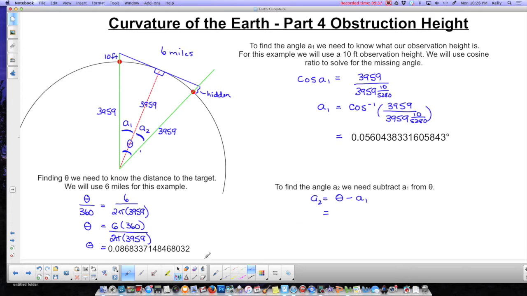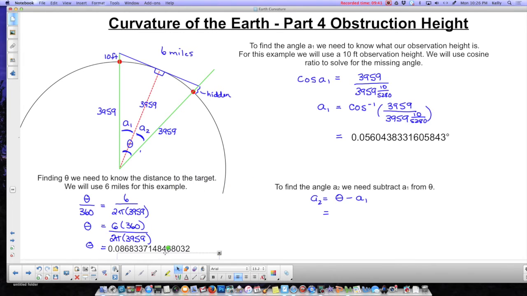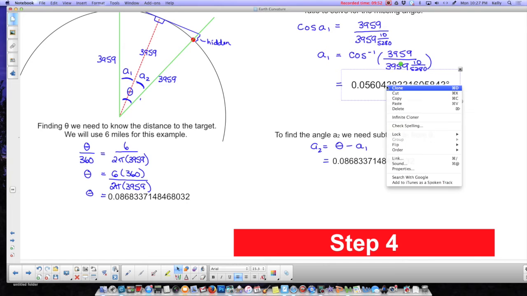Now if we stick in the numbers, that would be theta, subtract this one.